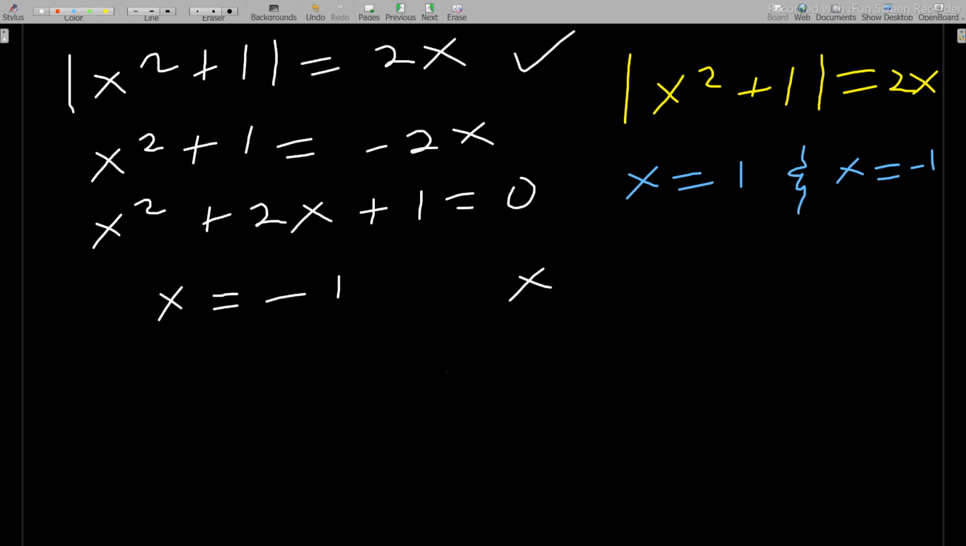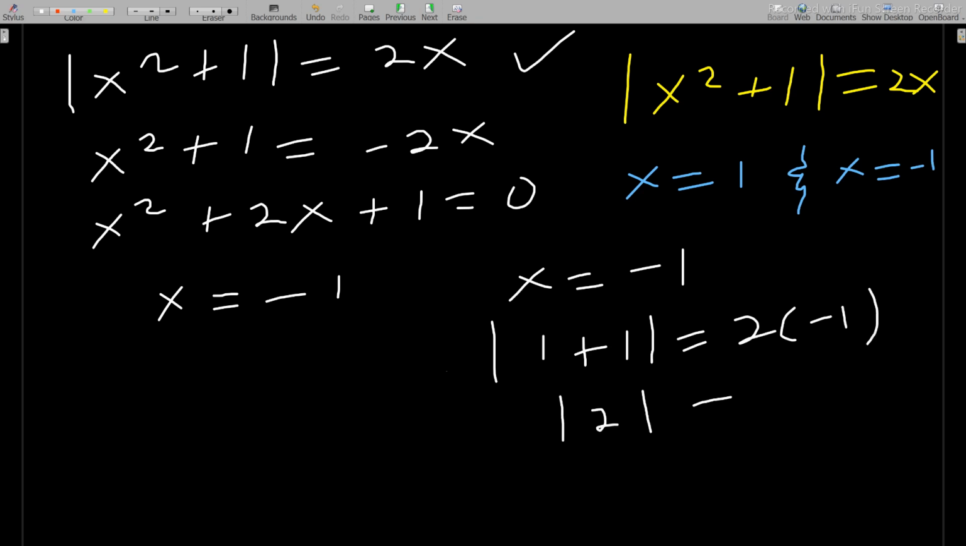When x equals -1, absolute of -1 squared will give me what? 1 plus 1 should be equal to 2 times -1. And this will be absolute of 2, and it should be equal to -2. This is not true. This is false, because absolute of 2 is equal to 2, not -2. Since this is false, the solution x equals -1 is also false.